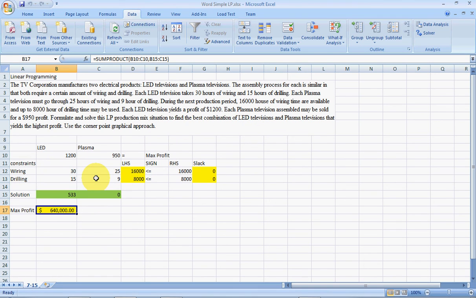So as of right now, we would produce 533 LED TVs. I hope you found this helpful.